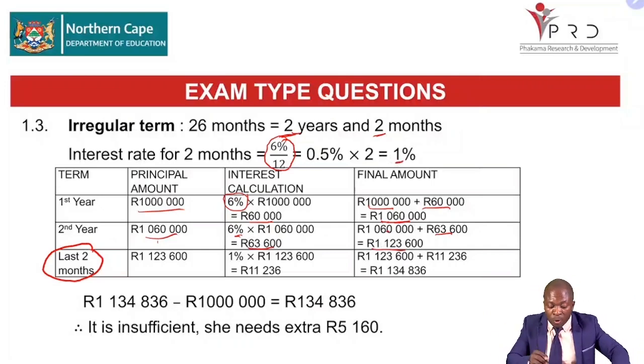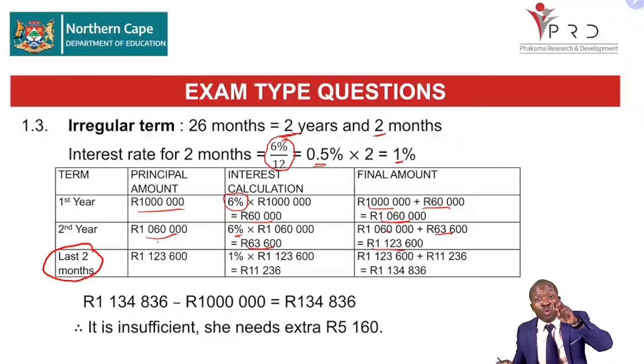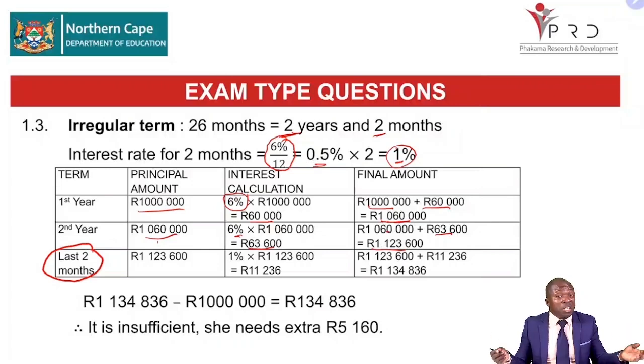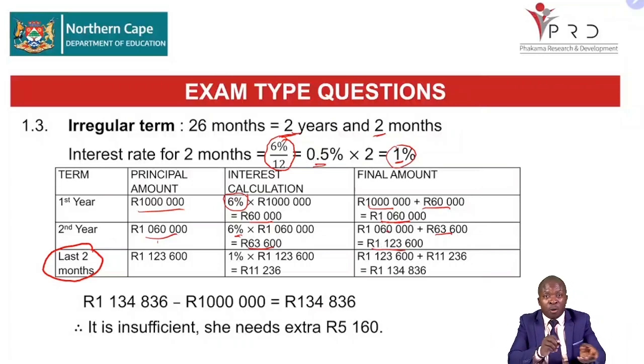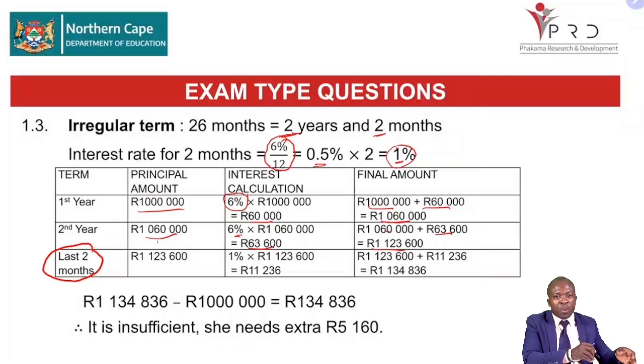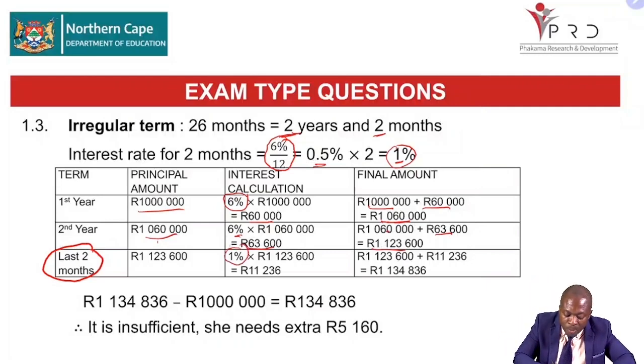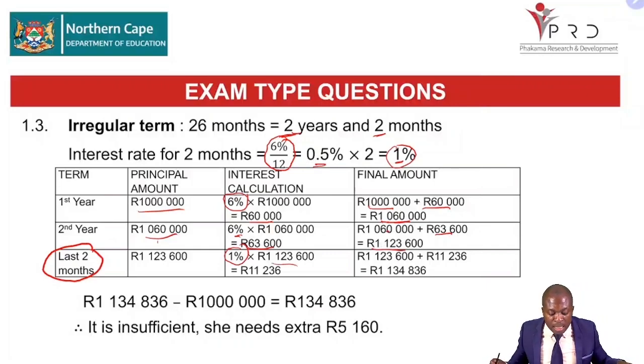Why 1%? Because you are going to have 0.5 for each month. But remember, the person is leaving the money there for 2 months. So 0.5 plus 0.5. That's how you end up getting 1%. If you don't want to do it this way, just work with 0.5 for month 1. Work with 0.5 for month 2. You will still get to the same answer. So that's how I ended up saying 1%. 1% of 1,123,600, that is 11,236 rand. So what should we do now?